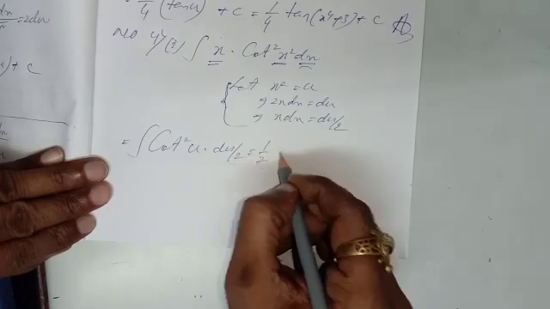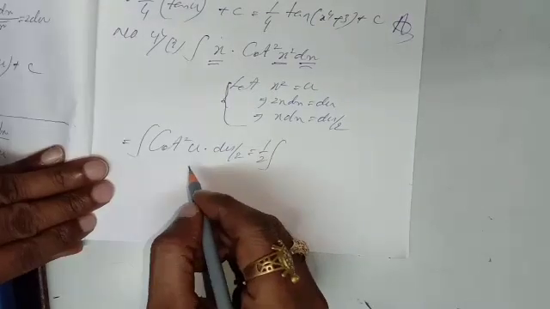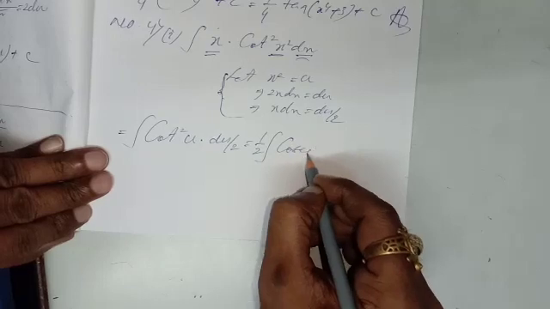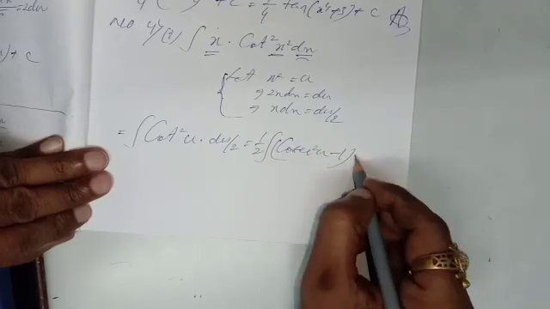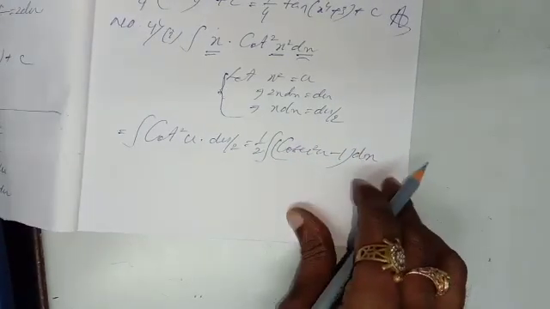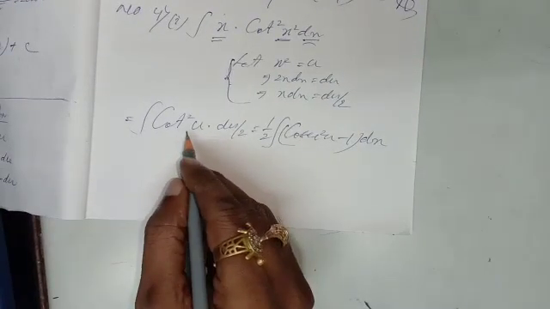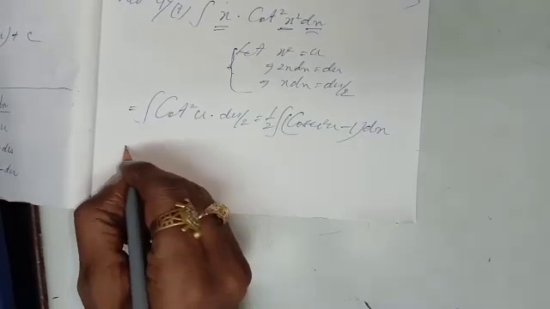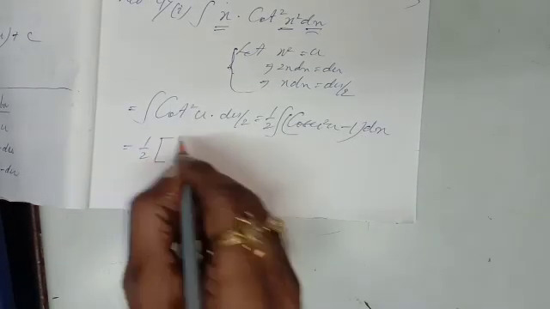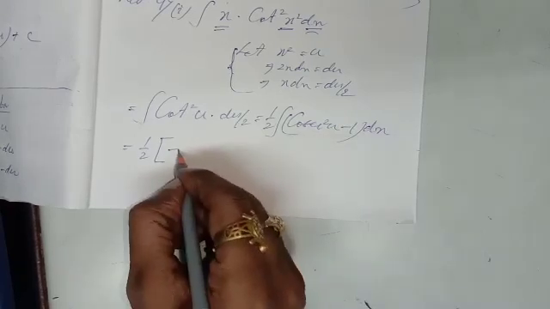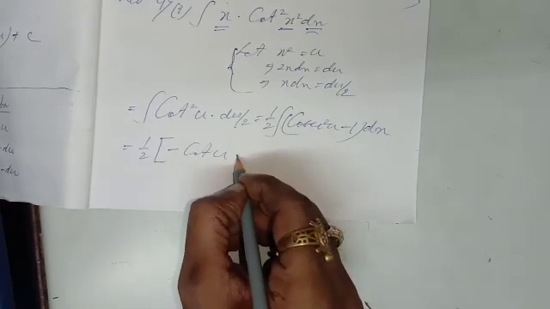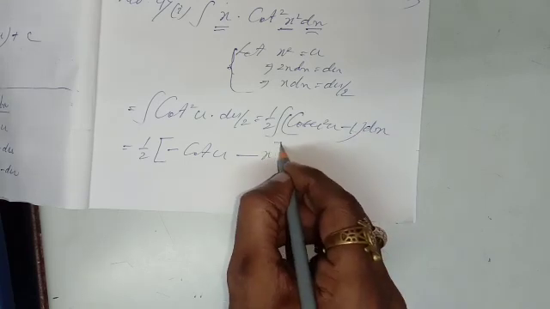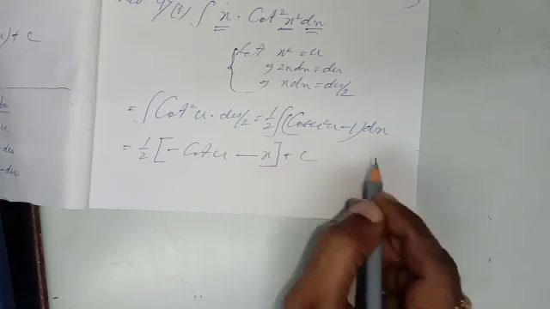Take 1 by 2 outside. There is no formula for integration of cot square. You have to write cot square u as cosec square u minus 1. A trigonometrical formula you have to apply, because there is no formula for integration of cot square. Now tell me, what is the integration of cosec square u? That is minus cot u. And what is the integration of 1 du? That is only u, and you have to write c as the integration constant.